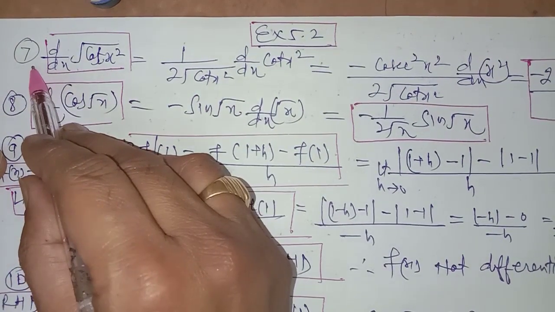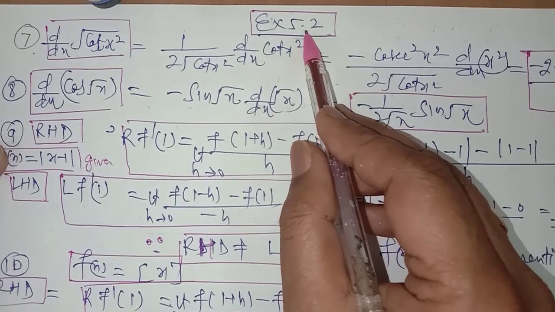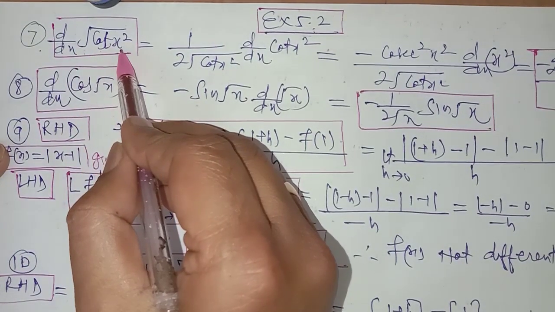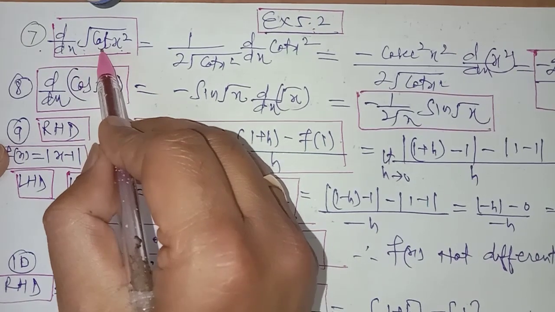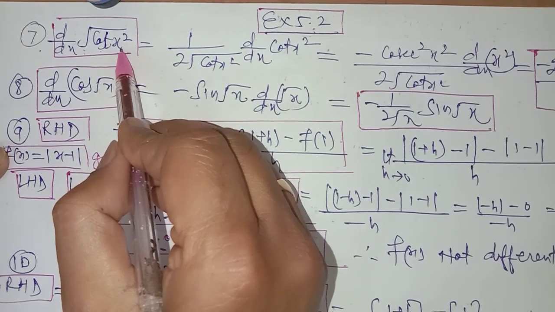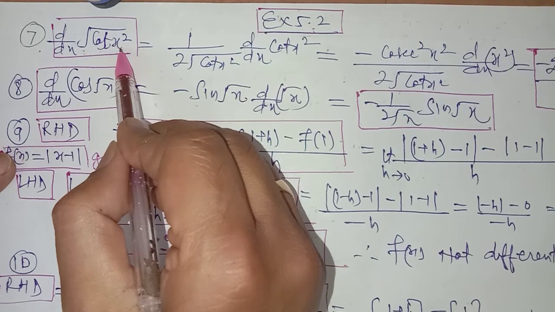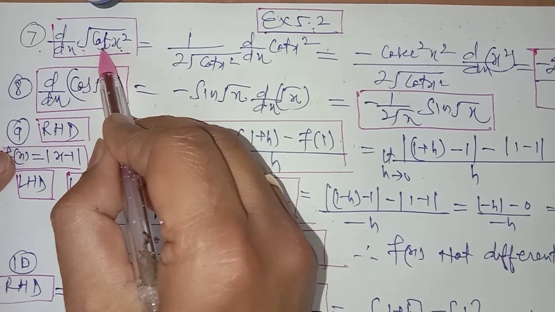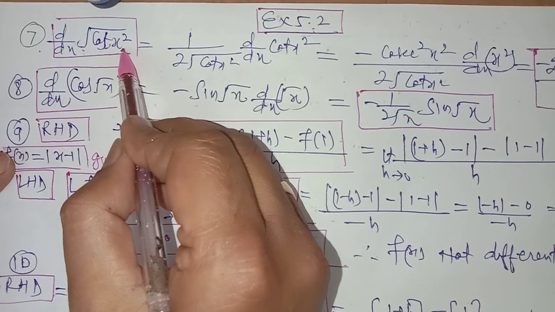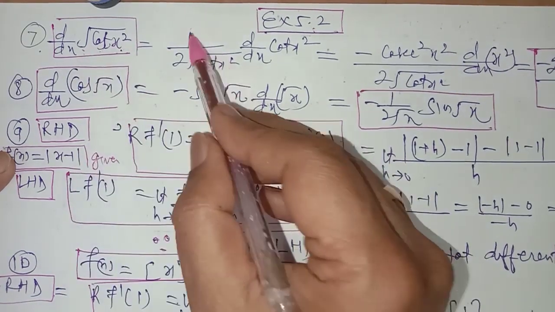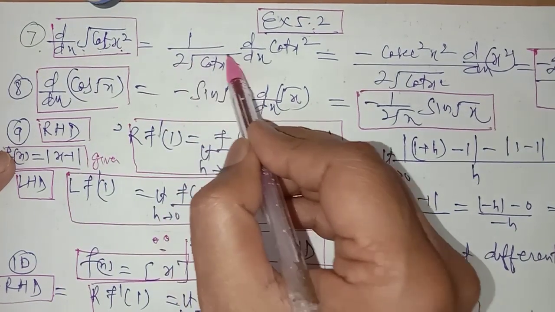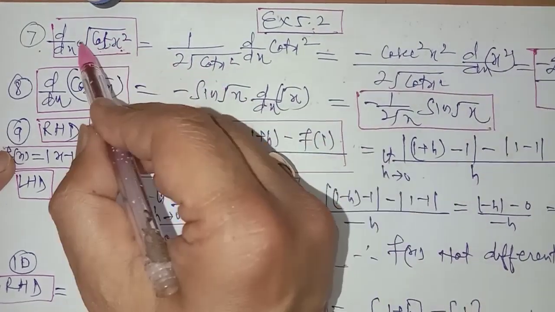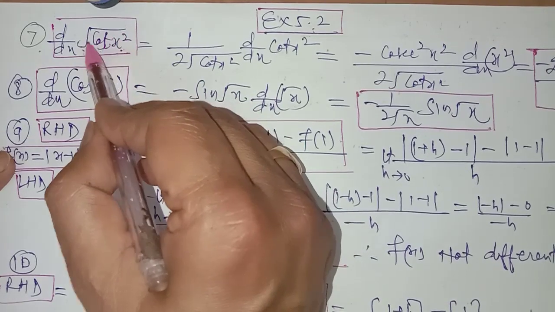For example, I'm taking question number 7 of exercise 5.2. This is the derivative of root cot x square. We have three functions here: root, cot, x square, as we have discussed in the last lecture. First of all, we differentiate the root, then cot, then x square. So the derivative of root is 1 upon 2 root x. In place of x we have cot x square. So we have differentiated this root. Now we have to differentiate cot x square.